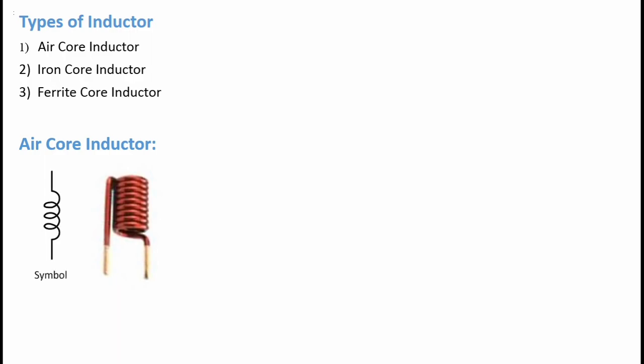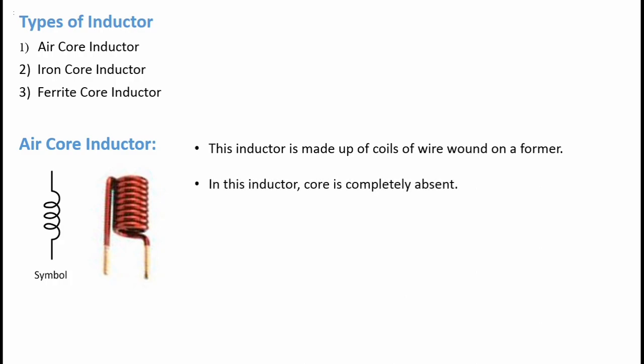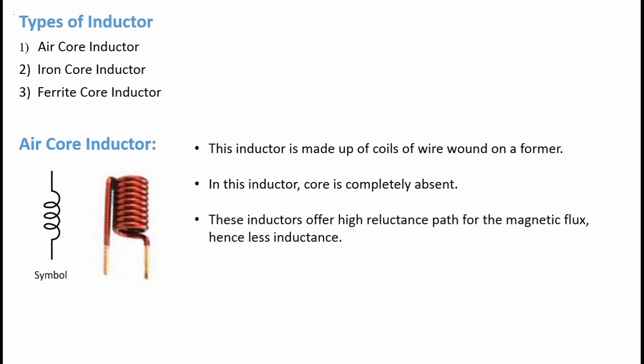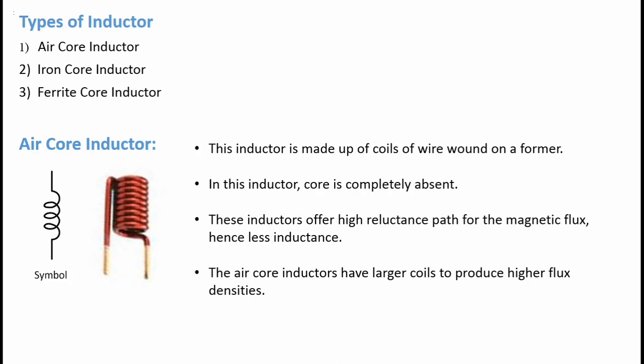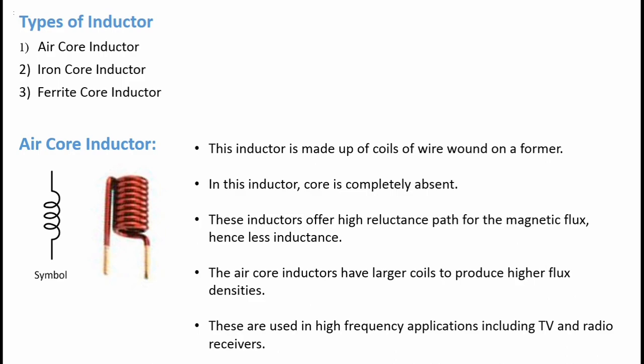This is the symbol of the air core inductor, and this inductor is made up of coils of wire wound on a former. In this inductor, the core is completely absent, air itself acts as a core. These inductors offer a high reluctance path for the magnetic flux, hence less inductance is here. The air core inductors have larger coils to produce higher flux densities, and these inductors are used in high frequency applications like TV and radio receivers.